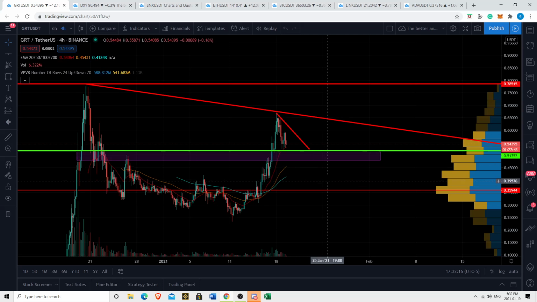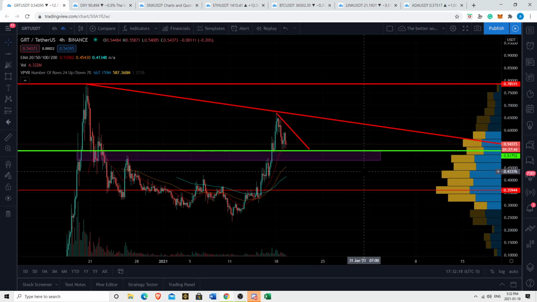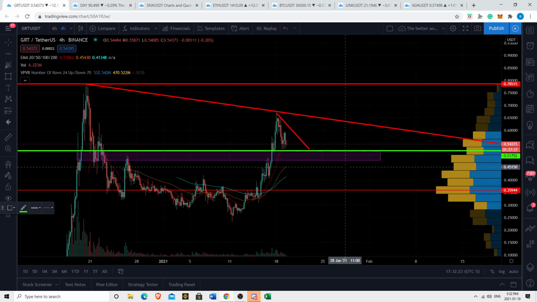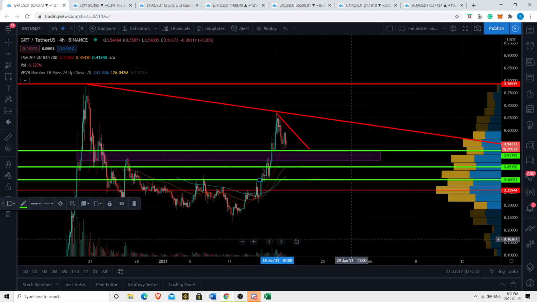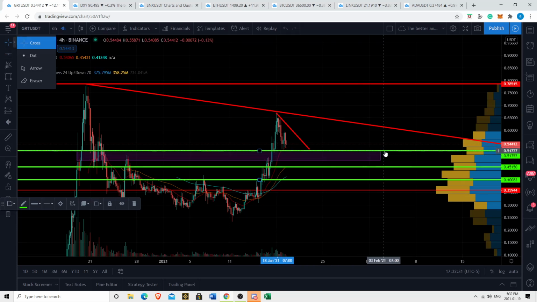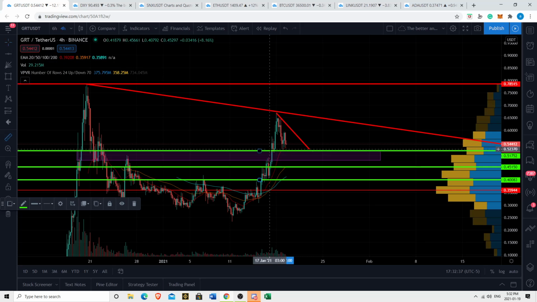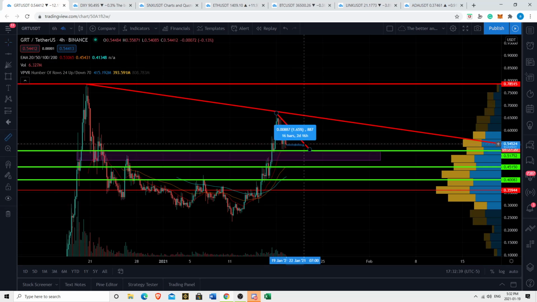To kind of summarize my thoughts, I think there's a lot of support below us here. I'm going to start drawing lines. This here. This here. So these are kind of the support levels I see for GRT. If indeed we do break down in this descending triangle here, whatever way we break out of this thing, I think we're likely to trend in that direction, likely to see a breakout within the next 3 or so days here.